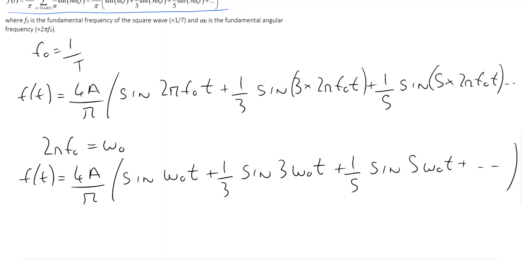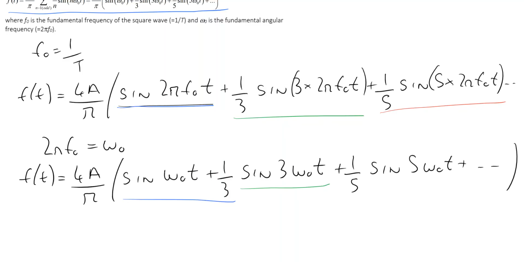So what we can see is that our Fourier series, in this case of a square wave, has a term that has the same frequency as the fundamental. It then has a term which has a frequency of 3 times the fundamental frequency, that's the third harmonic, and then it has a term that has a frequency equal to 5 times the fundamental, that's the fifth harmonic.